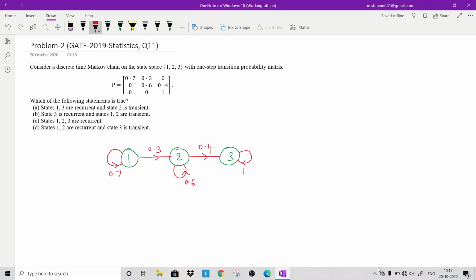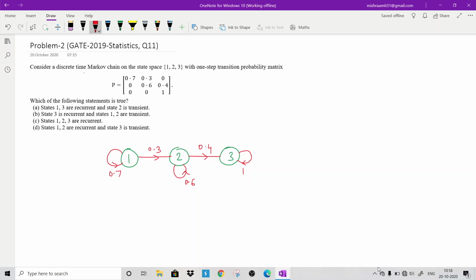So this is one. Now first we see the nature of this Markov chain. First we see whether all states are communicating with each other. So 1 to 1 is possible, 1 to 2 is possible, but 1 to 3 is not possible. So 3 is not accessible from 1. Similarly, 2 to 2 is possible, 2 to 3 is possible, 2 to 1 is not possible. And 3 to 3, the only possibility is 3 to 3. So that means no state is communicating with any other state, because communication means they must be accessible from each other.